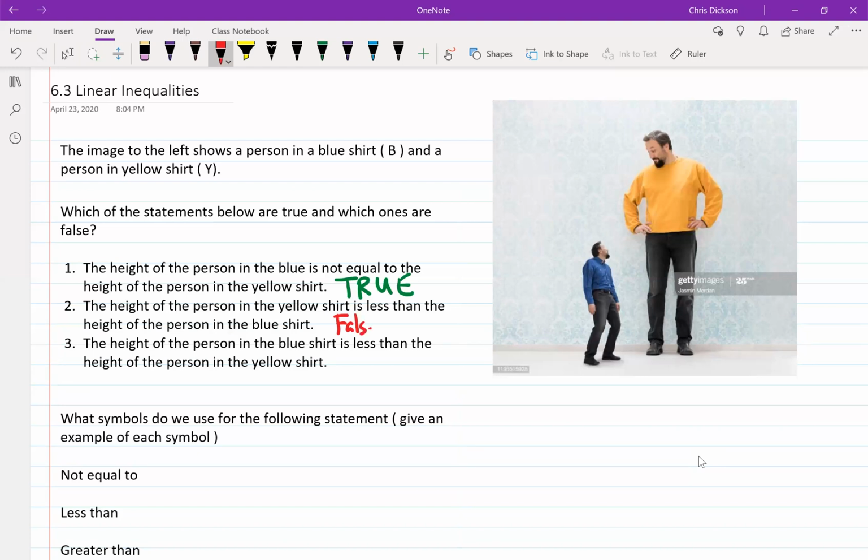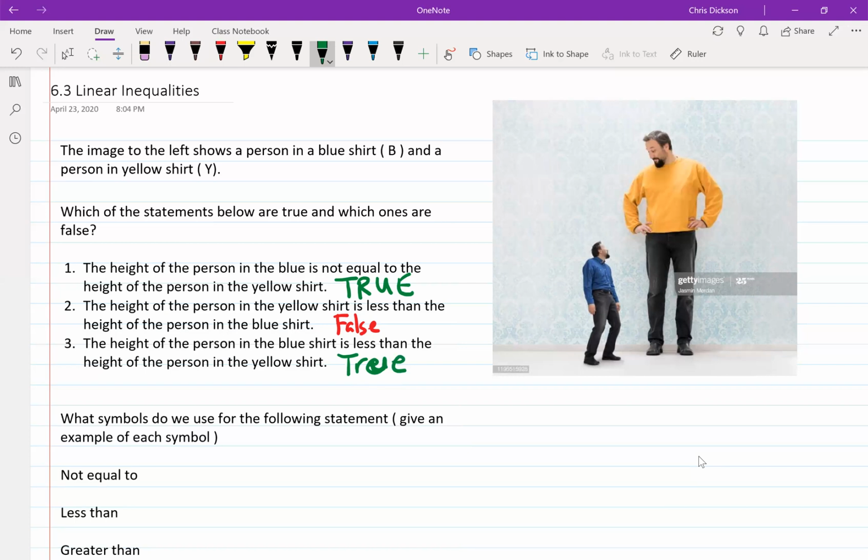Now to correct it, what we could do, I guess, is either we could switch the position of yellow and blue, or we could reword it. So instead of saying less than, we could say greater than. Maybe the height of the person in the yellow shirt is greater than the height of the person in the blue shirt. Okay, so the third statement says the height of the person in the blue shirt is less than the height of the person in the yellow shirt. So I think that would be true then, because that's kind of like the second one, just switching the names here of the two people. So I would say that is also true. So hopefully that kind of makes sense here.